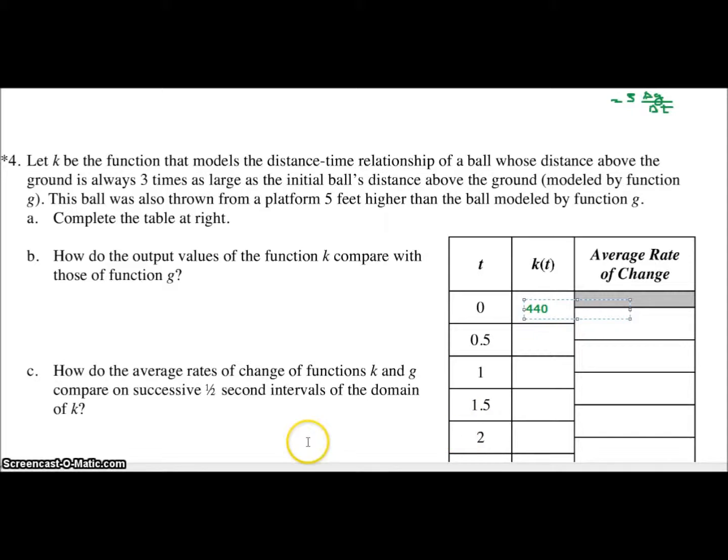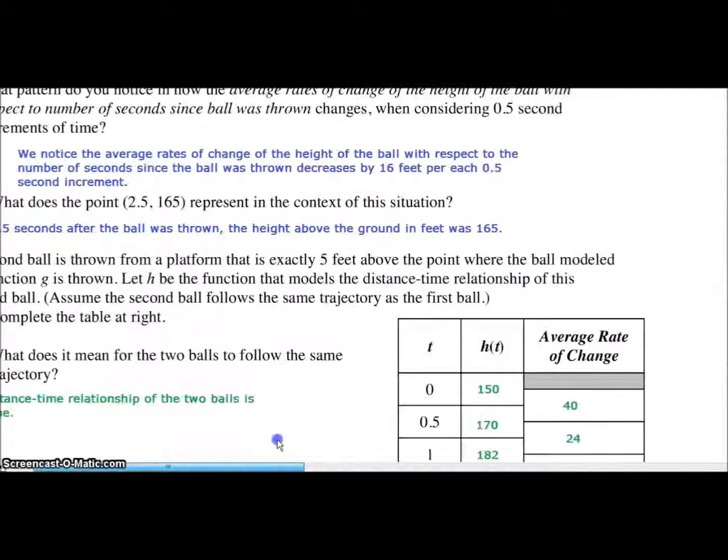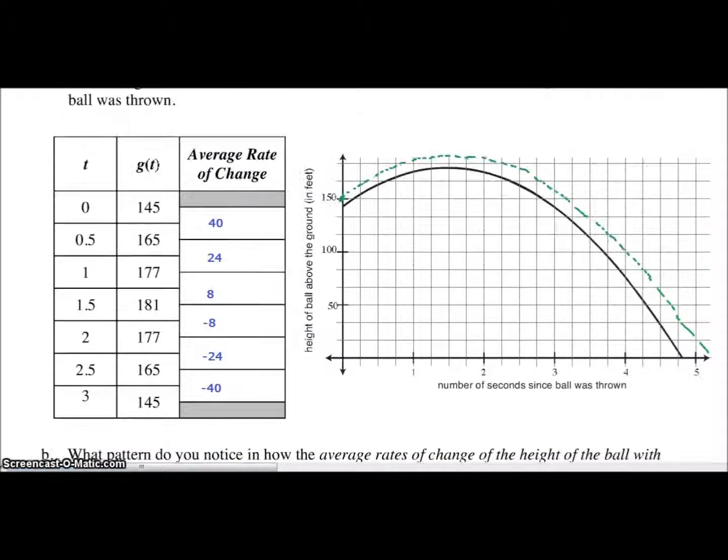So to get the next one, 3 times as large as the initial ball's distance, and then 5 feet more. So 165 times 3 plus 5 is 500.